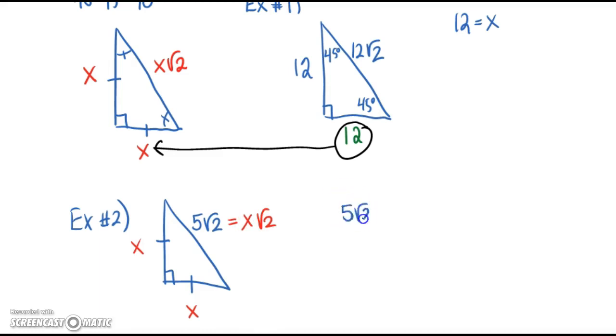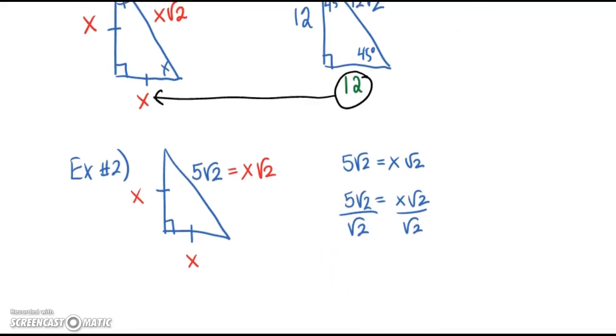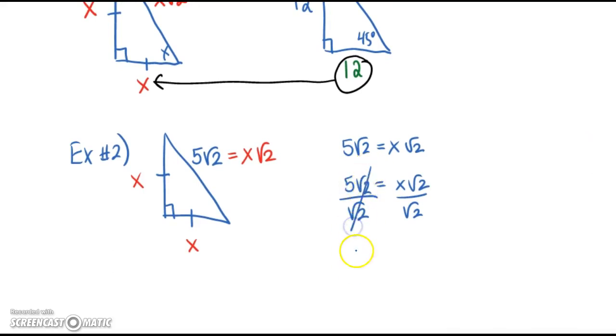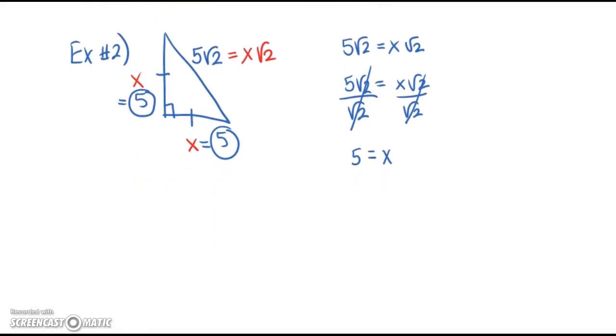So our equation is 5 root 2 equals x root 2. And to solve for x, we want to divide both sides by root 2, undoing the multiplication attached to the x. Dividing the left side, we are left with 5, and dividing the right side, we're left with x. So x is equal to 5. Now we can replace the x's in our original triangle with 5. So that means this leg is 5, and that also means the other leg is 5. So the two legs of our triangle are 5. Okay? Let's take a look at a third example.